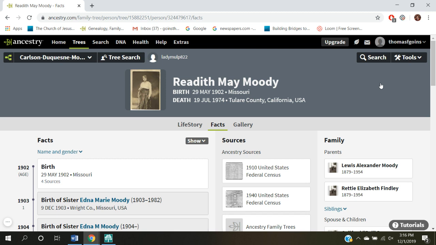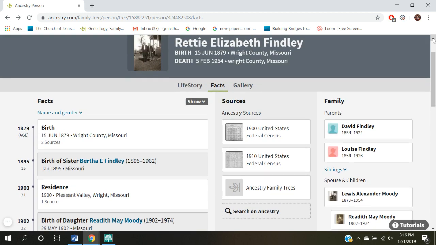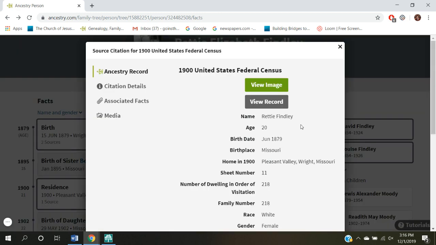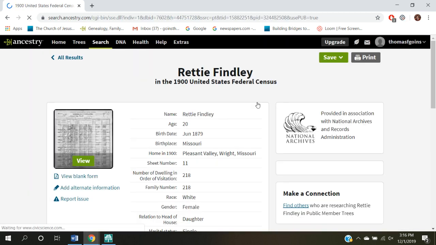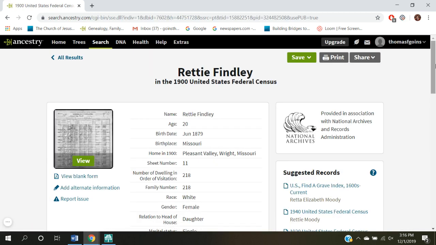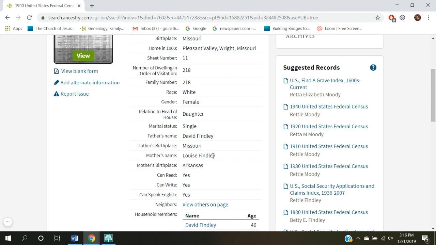I can guess that. Now, I know for a fact that in the 1900 census, they usually put what the year was that they were married. So I'm going to go to this 1900 census and open it for Reddy Elizabeth. I'll view the record first. And it says here that Reddy wasn't married yet. She was still with her father, David, mother, Louise, and she was single.